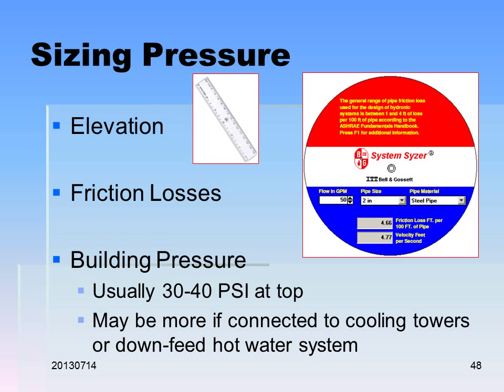This is a system sizer. I don't use this, but a lot of people like it. You can use it to look for the flow in GPM and the pipe size. What the material is, it gives you the friction loss per 100 feet of pipe, and a velocity in feet per second.